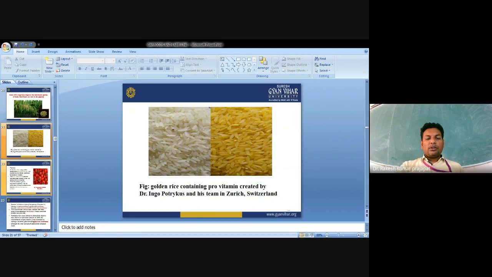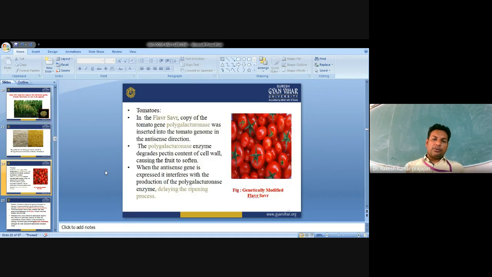Similarly, to resolve the issue of vitamin A deficiency, golden rice, which contains provitamin A, was created by Ingo Potrykus and his team in Zurich, Switzerland. They developed this high vitamin content rice by transferring two plant genes from daffodils and one bacterial gene from Erwinia uredovora into the rice plant. Further, these plants were able to synthesize vitamin A in higher amounts.